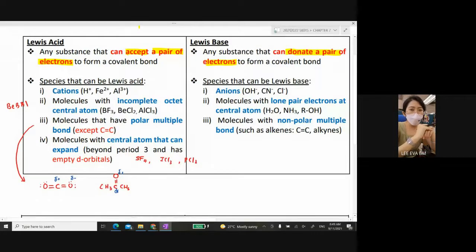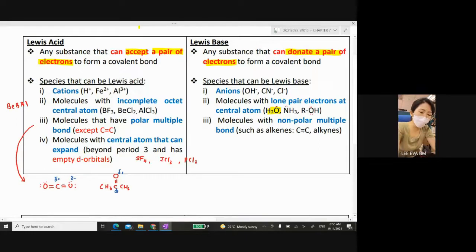Okay, so a Lewis base donates a pair of electrons. So those species which can donate the pair of electrons include anions. When you see a negative charge ion, OH minus, CN minus, Cl minus, that means they have extra electrons to be donated. Then we have molecule with lone pair electrons at the central atom. When you see a lone pair at the center, it means that it can behave as the base. For example, H2O, we have the lone pair on oxygen. NH3, we have a lone pair on nitrogen. For ROH, the general formula for an alcohol, we have the lone pair on oxygen, which can be donated.